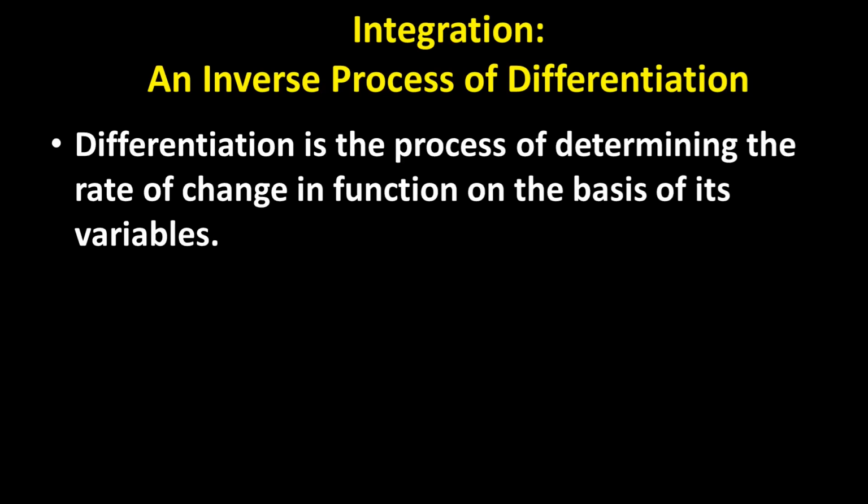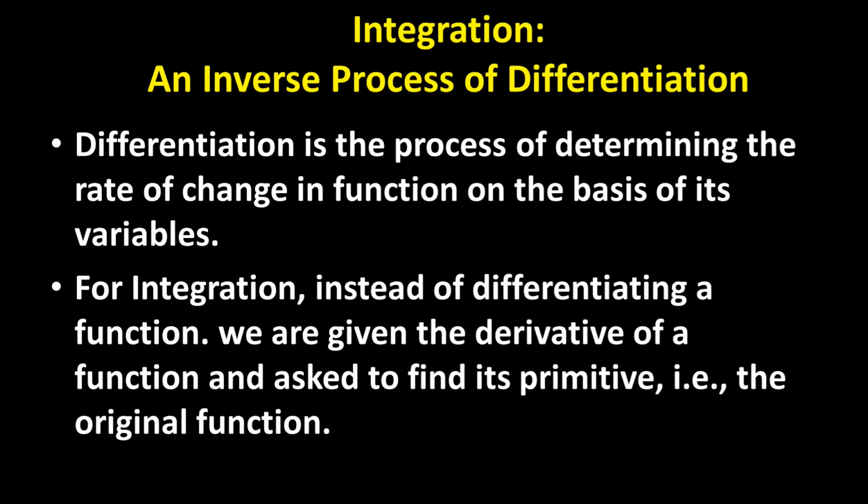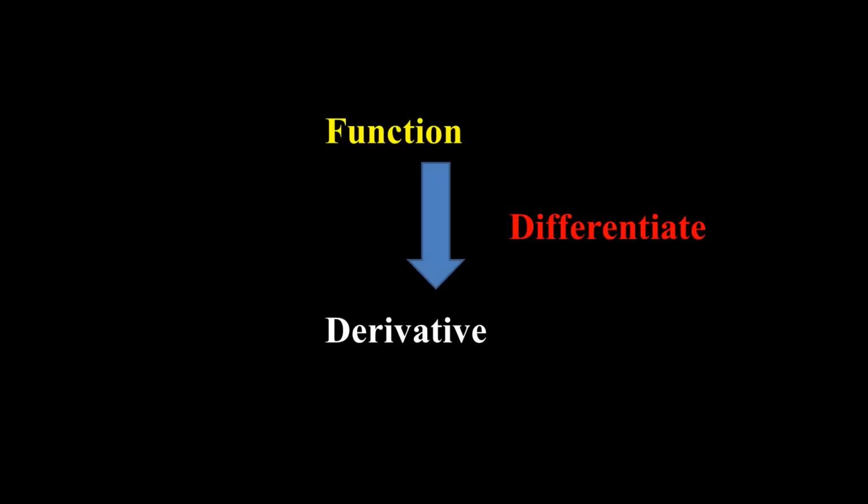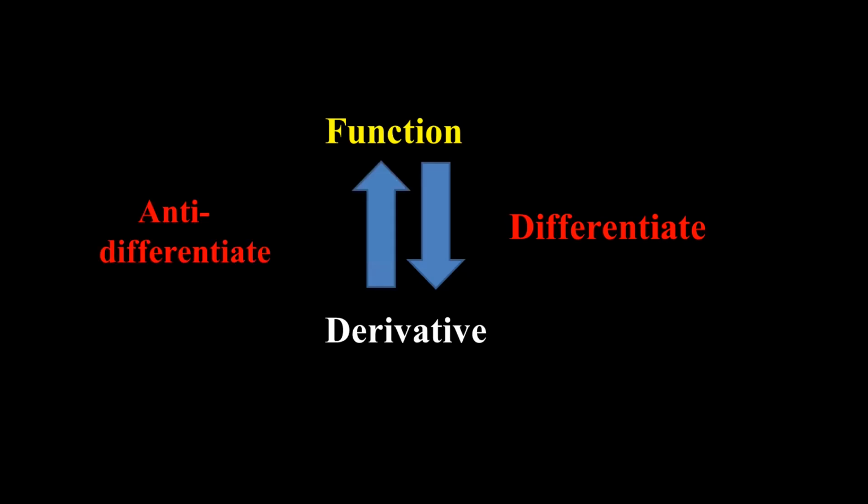Differentiation is the process of determining the rate of change in a function on the basis of its variables. For integration, instead of differentiating a function, we are given the derivative of a function and asked to find its primitive, meaning the original function. When you differentiate a function, you get its derivative, and when you take the antiderivative of this derivative, you get the function again. So this is the process.